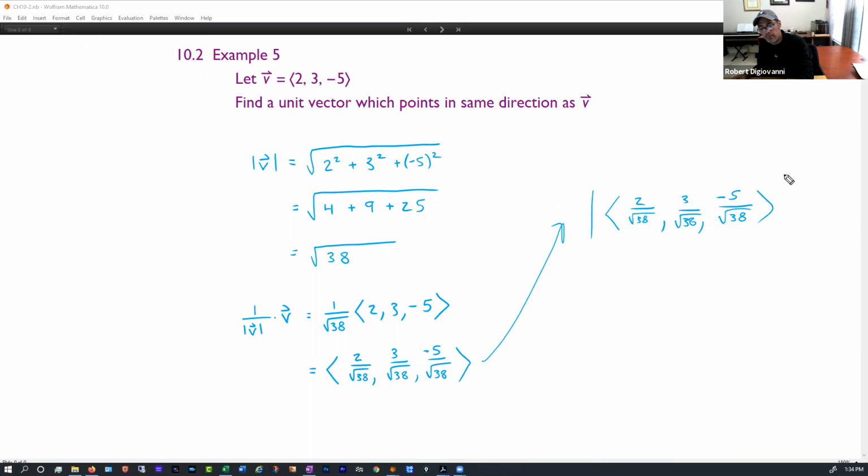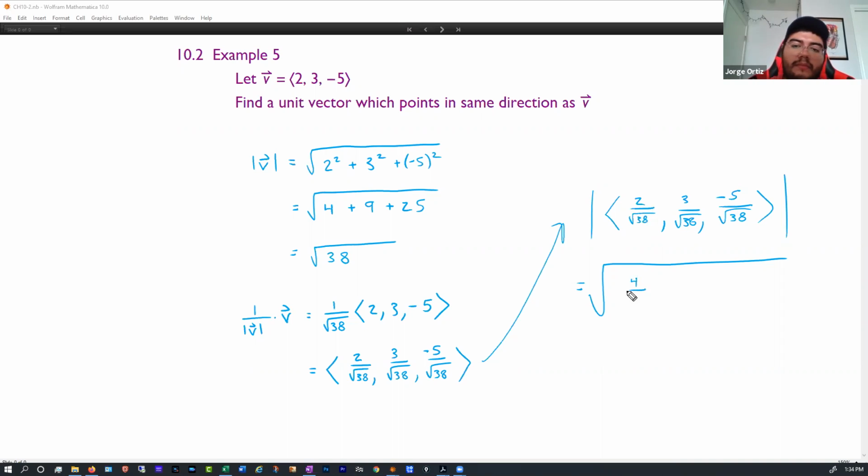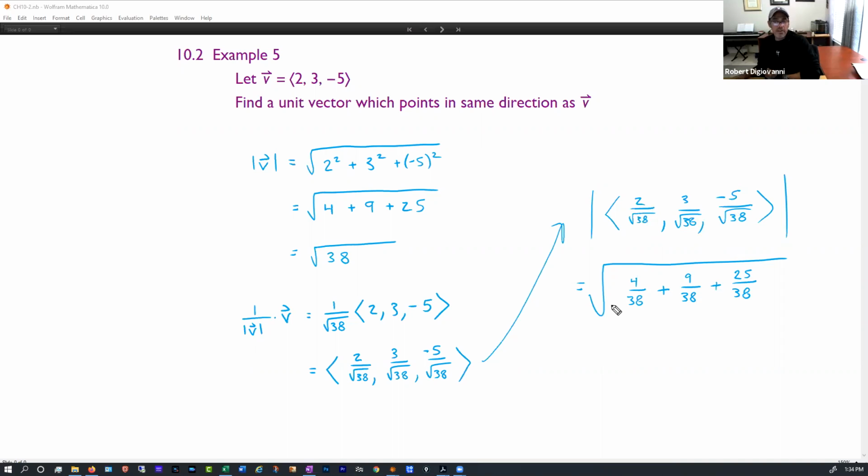Better be 1, right? Okay, so I'm going to take the square root of, and now I'm going to take each of these components and square them. So what happens if I square this? Square the top and bottom, right? 4/38. Okay, next plus, now this one, square top and bottom, 9/38. And then square the last one, -5 squared is 25/38. And if you add all those up together, you get 38/38, which is 1. So you get square root of 1, which is 1. Okay, so it works.